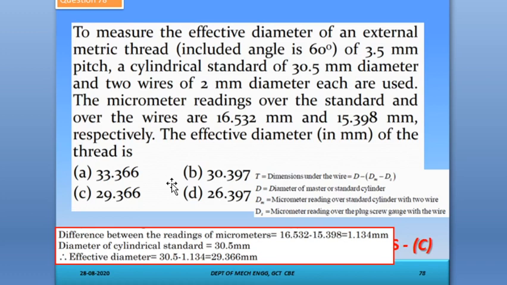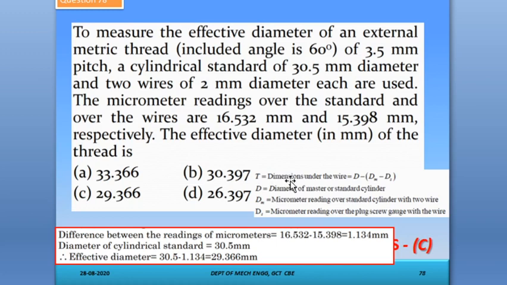A standard cylinder is used, with standard cylinder size diameter 30.5 and 2 wires. The wire diameter is 2 mm. Micrometer readings over the standard are 16.532 and over the wire 15.398. The effective diameter of the thread is option C, 29.366 millimeter.